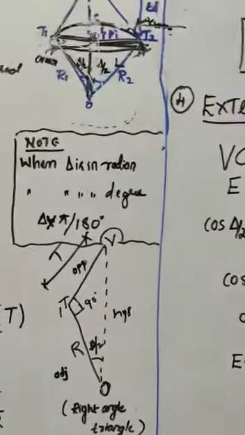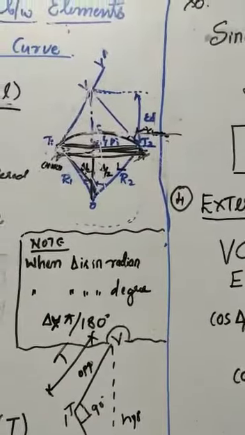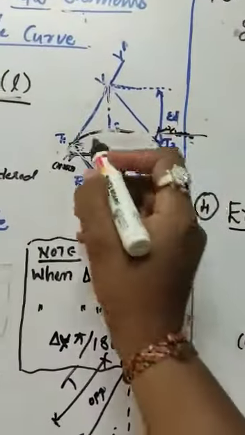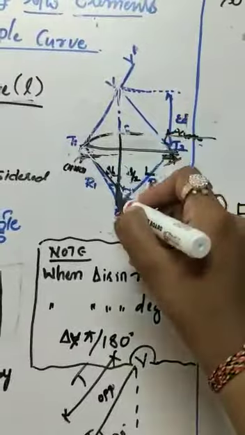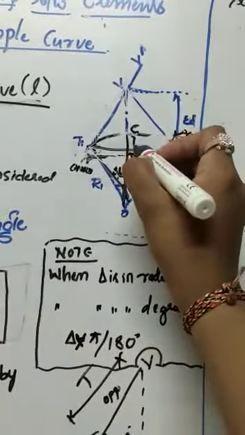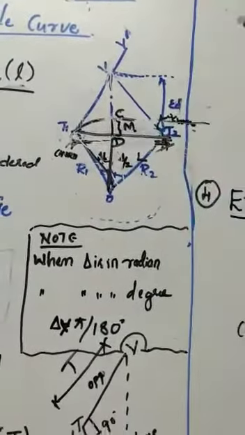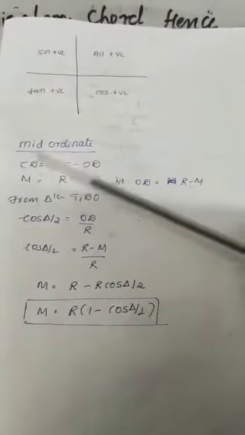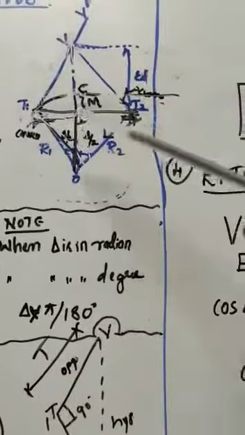Mid-ordinate. So here mid-ordinate is nothing but the distance from this is called... this is D, this is C. Mid-ordinate is this portion M. The distance from C to D is mid-ordinate. So we will see here, mid-ordinate is nothing but CD. So you want here CD.